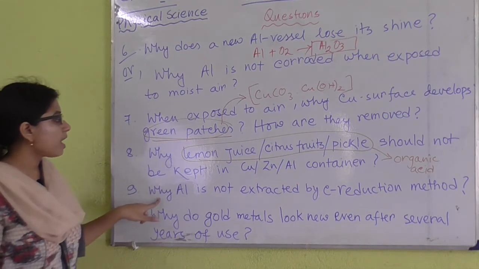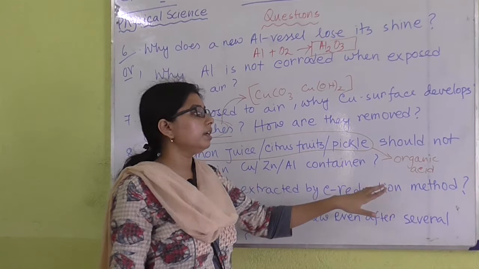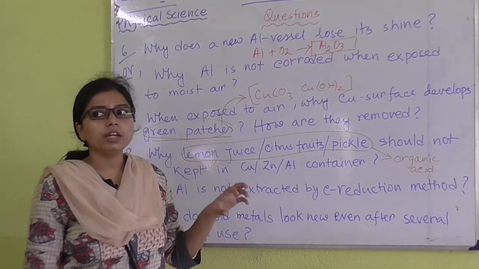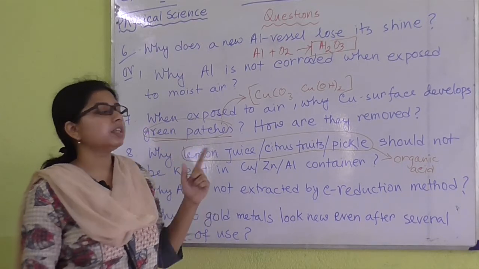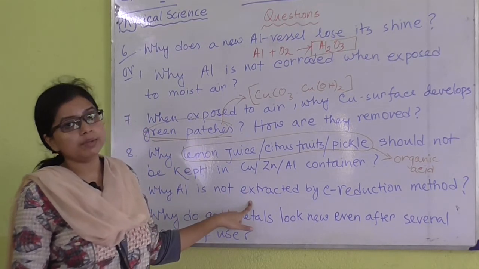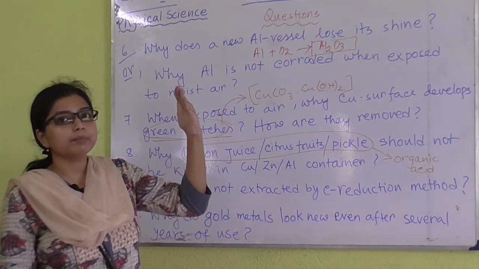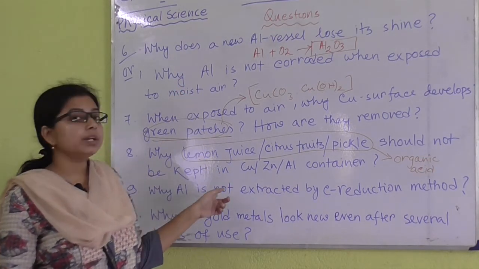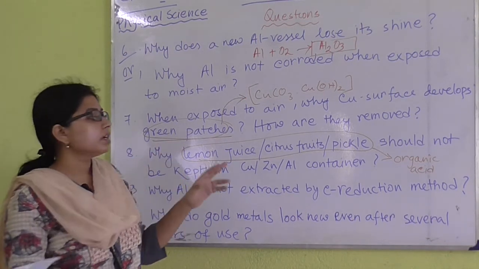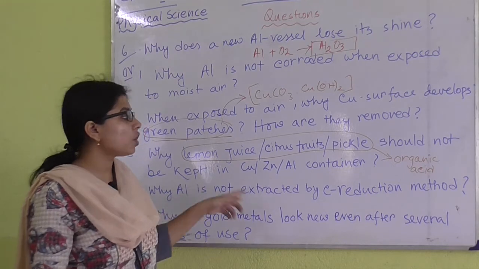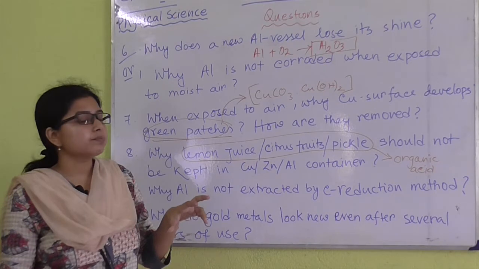The next question is why aluminium is not extracted by the carbon reduction method. The carbon reduction method is generally for the metals which are present in the middle position of the electrochemical series. Aluminium is at the higher position of the series. It is included in the light metals list. So that is why aluminium is not extracted by carbon reduction. We have to use the electrolysis process.